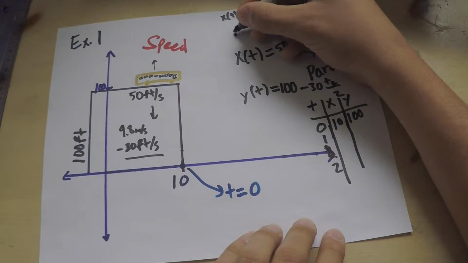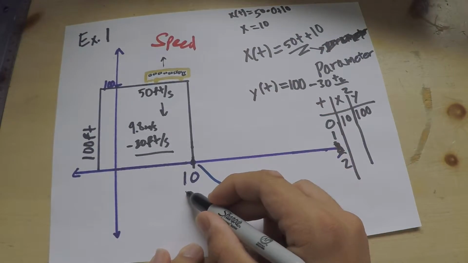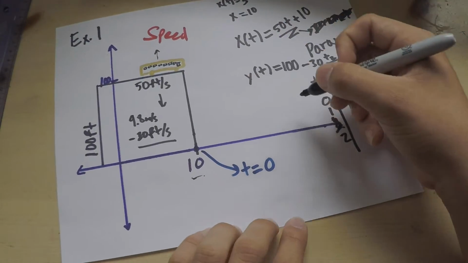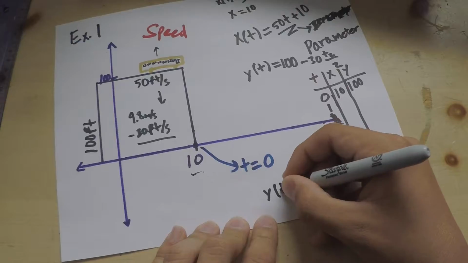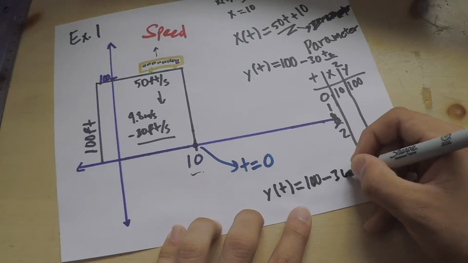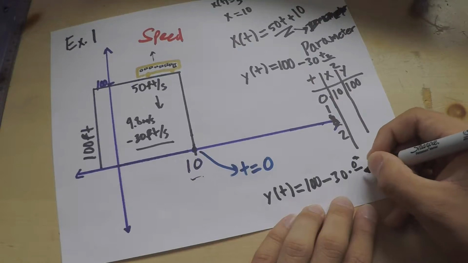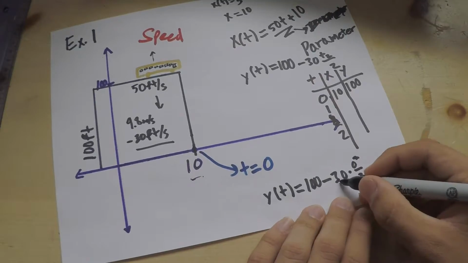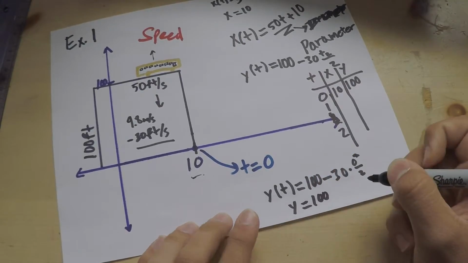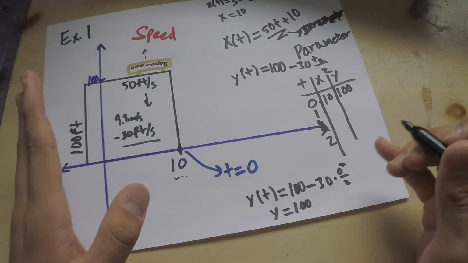And so that would mean that x equals 10, which is right here. Then we can do this also with the y function. So we say y as a function of time equals 100 minus 30 times 0 squared over 2, which equals 0, and then this 30 would then equal 0 again, making y equal 100. So from that, we can see how this starts to come together.